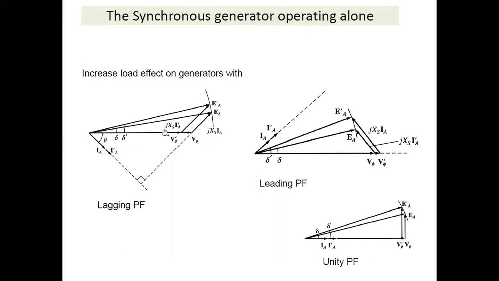So we will have two cases. EA is the usual case, and E dash A is the case where there is an increase in load. The first phasor diagram is for the lagging power factor, the second for the leading power factor, and the third for the unity power factor. So whenever there is an increase in load, the drop across the resistive part and the reactive part, that is the synchronous reactance, will increase and the effective terminal voltage will decrease.